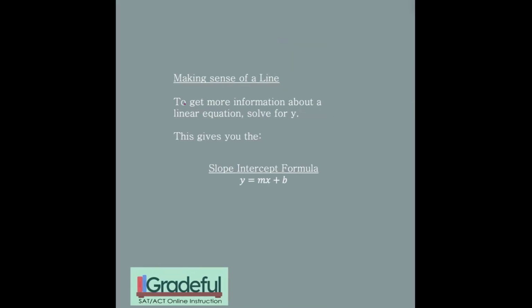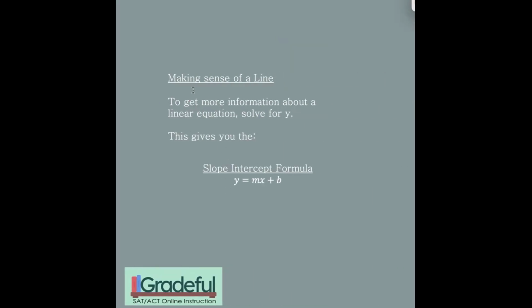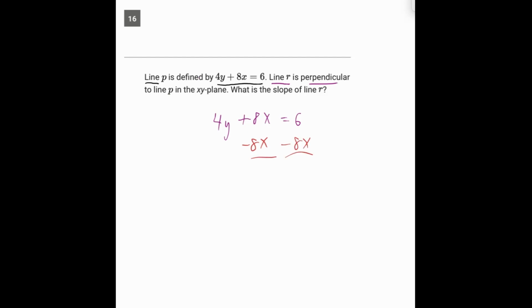First of all, what do we know about line P? Well, to make more sense of it, you should solve for y. This gives you the slope-intercept formula where you can see the slope and the y-intercept. So for us, that means we need to take away 8x from both sides first. So we have 4y plus 8x is 6. If we take away 8x, what it does is it gives us the 4y by itself so that we can divide by 4 and get y after that.